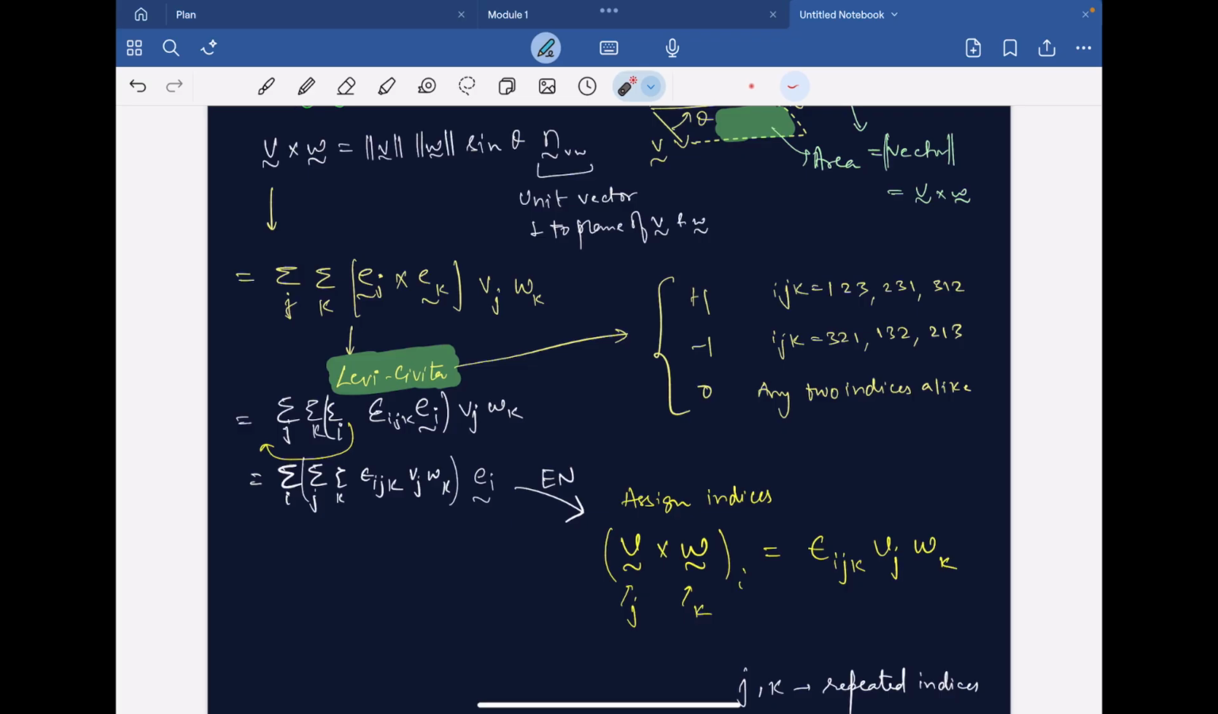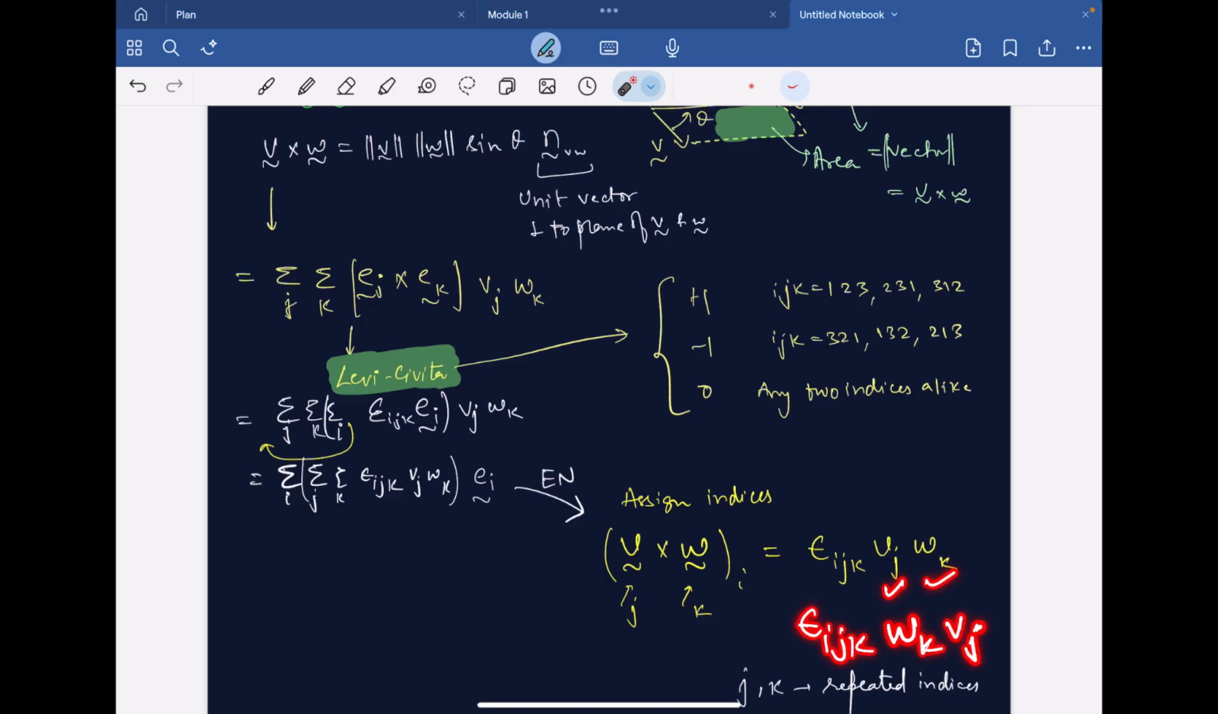Here it is: v cross w. We assigned j to it, we assigned k to it, and we said that we are going to name the overall vector as i. This is what we decided already in this whole process. And ultimately one gets epsilon ijk vj wk, with the new index as the first one, the first cross product vector here, the second cross product vector here, vj wk. You can also write this as epsilon ijk wk vj.